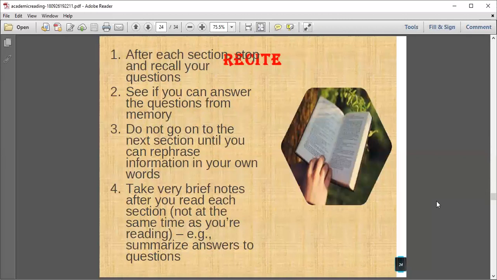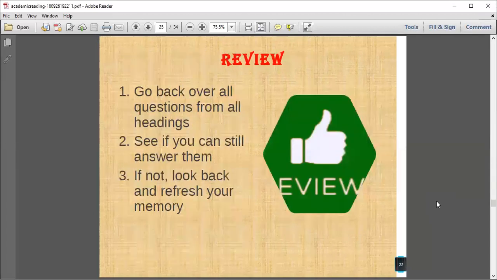Then comes the next R. After reading and questioning, this is the recitation part. After each section, stop and recall your questions. See if you can answer these questions from memory. Do not go on to the next section until you can rephrase information in your own words. Take very brief notes after you read each section, not at the same time as you are reading. For example, summarize answers to questions.